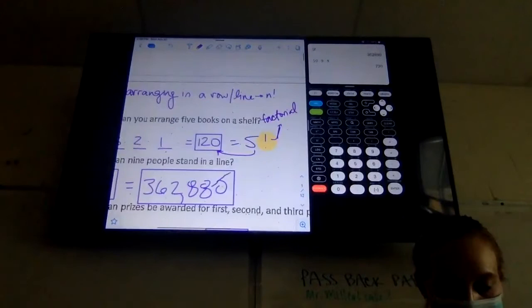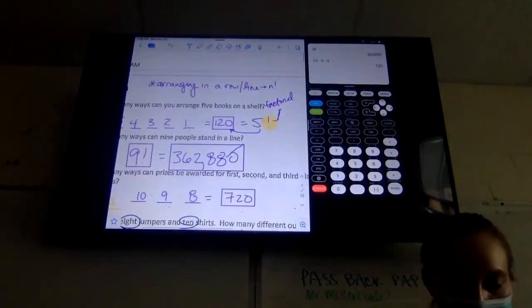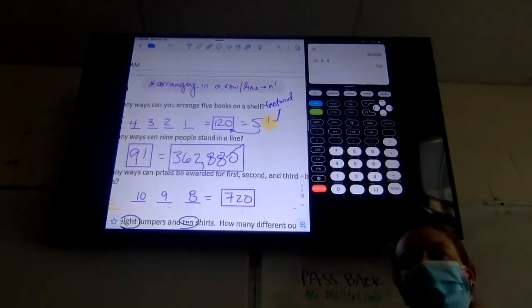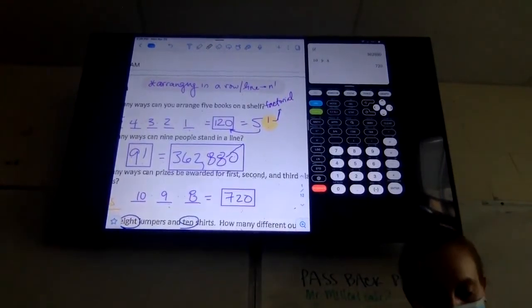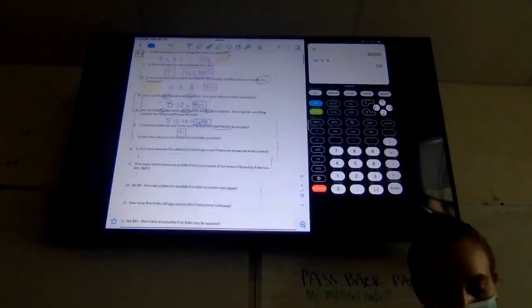So arranging things in a row or a line is n factorial. We're going to do other ways of arranging things later. So I like to make note of anytime it's in a line, I'm just going to do n factorial. All right, let's carry on.